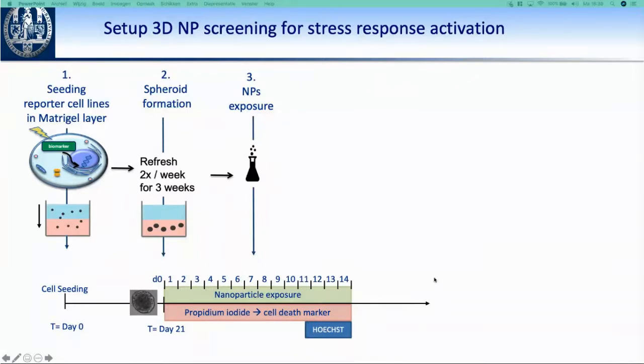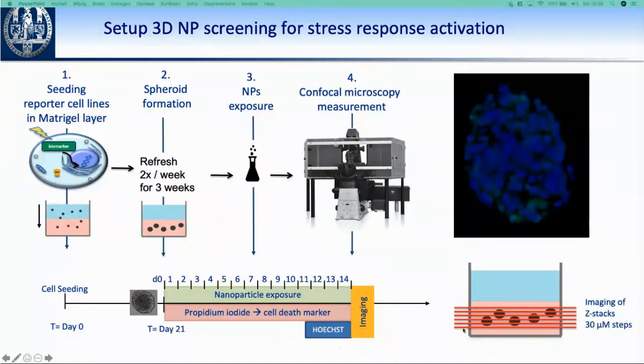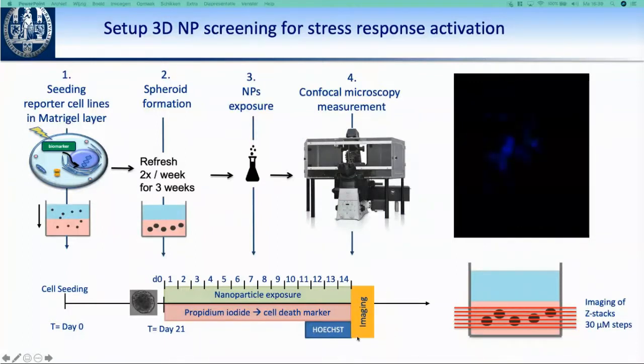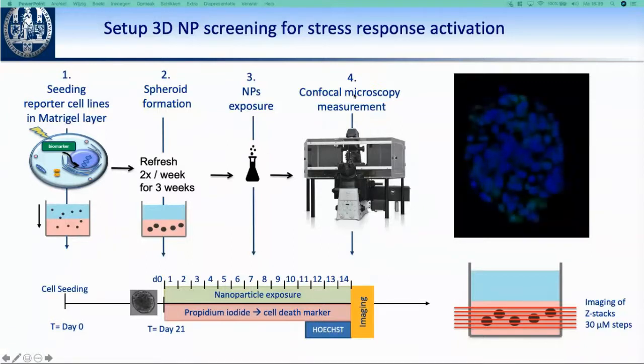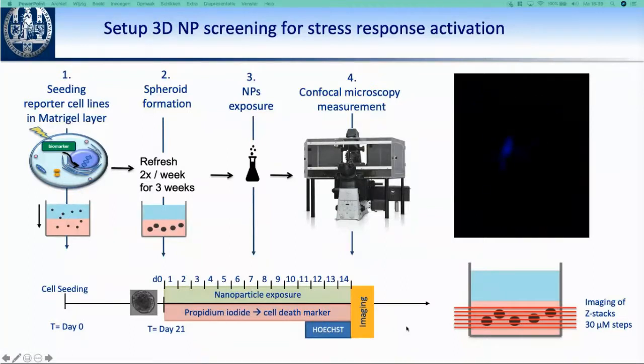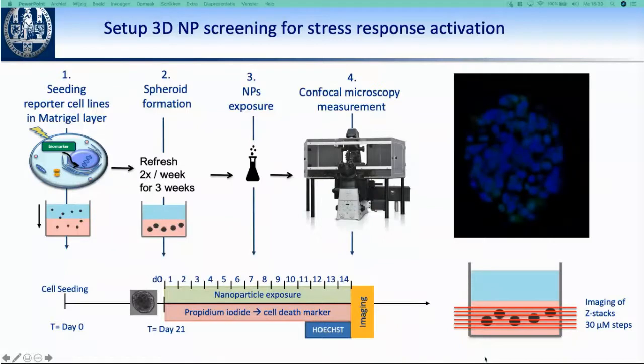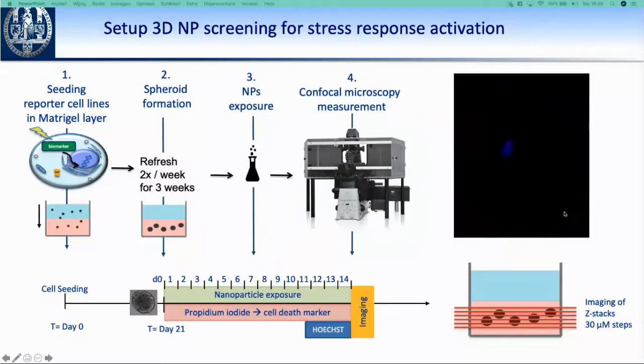And on the last day, we also add Hoechst staining to visualize the nuclei within the spheroids. Then after a certain amount of exposure time, we can again image these 3D spheroids using a confocal microscope. We make different Z stacks at different heights within the Matrigel layer to visualize the complete spheroids at different heights. We use here steps of 30 micrometers, also visualized here above on the right.